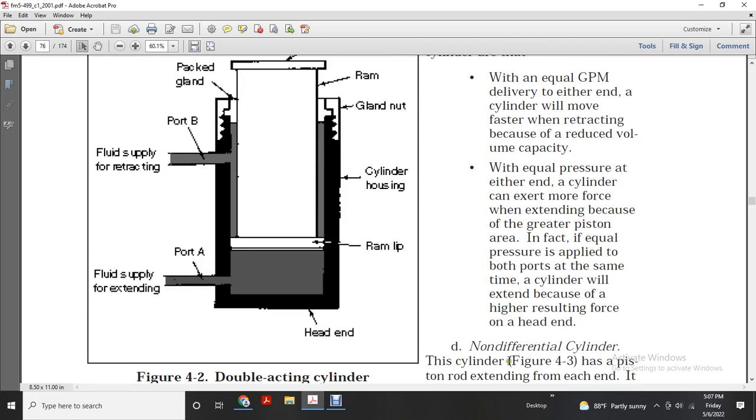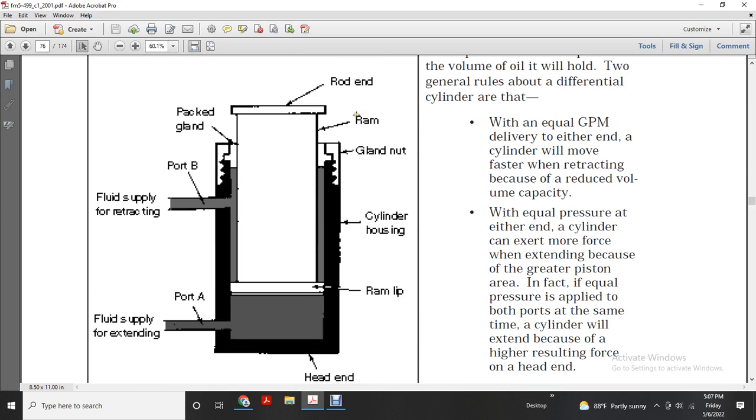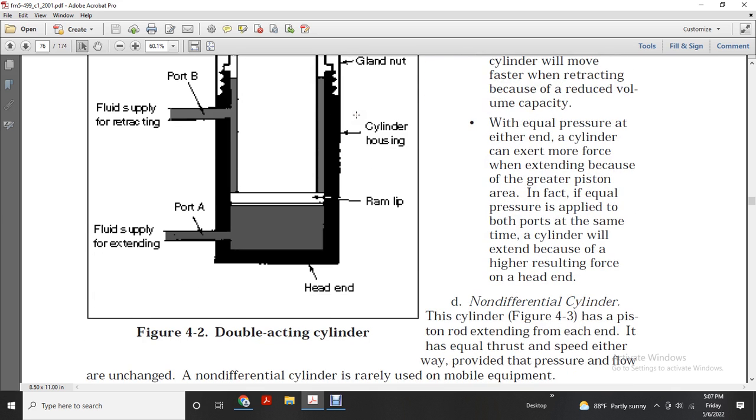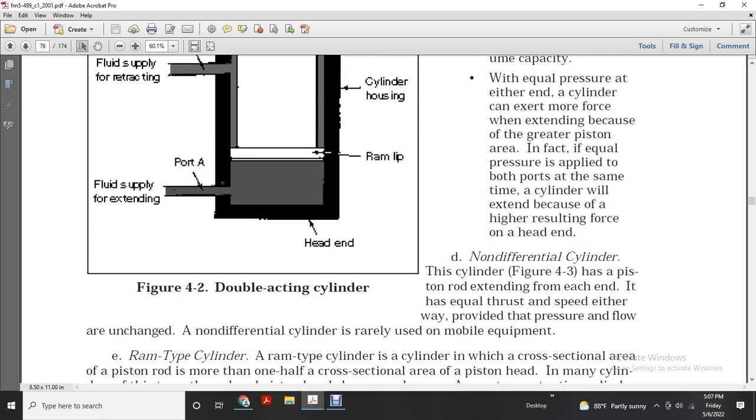Figure 4.2 shows a double-acting cylinder. We'll start from the bottom: head end, then port A, the supply for extending, ram, cylinder housing, port B, fluid used for retracting, packing gland, gland nut, ram, rod end. That's a double-acting cylinder, meaning it has two ports.